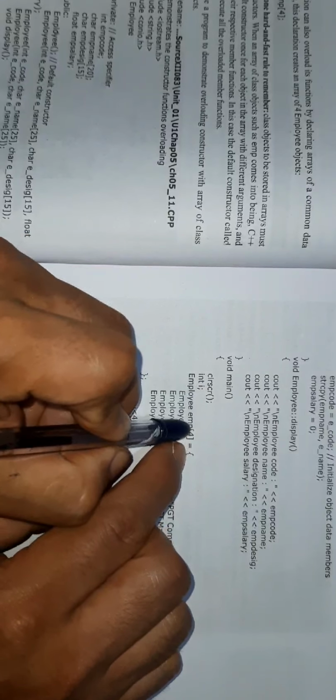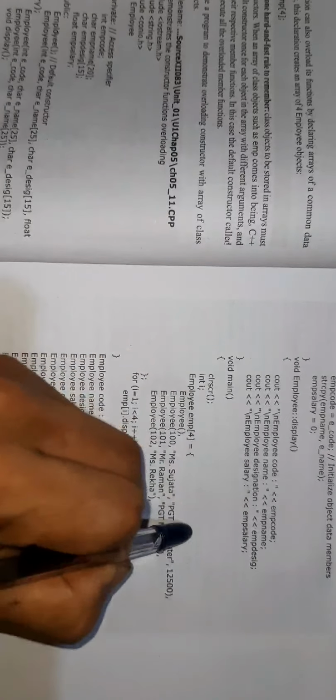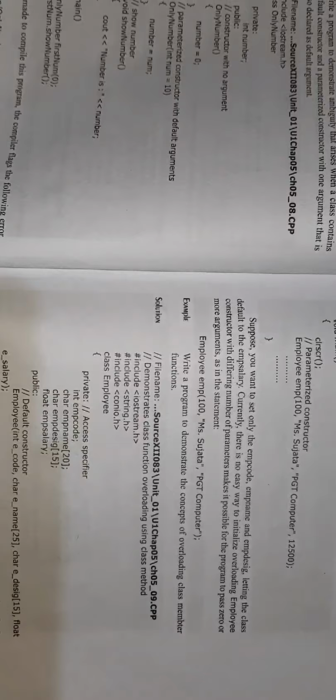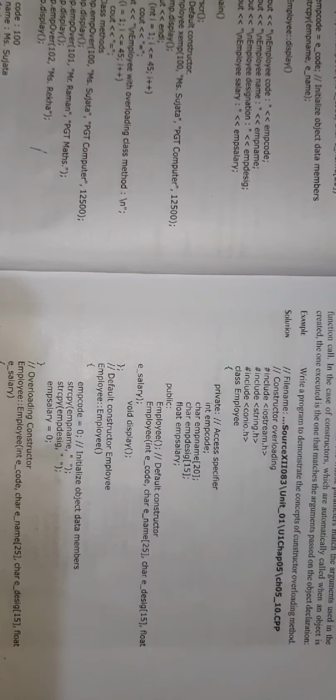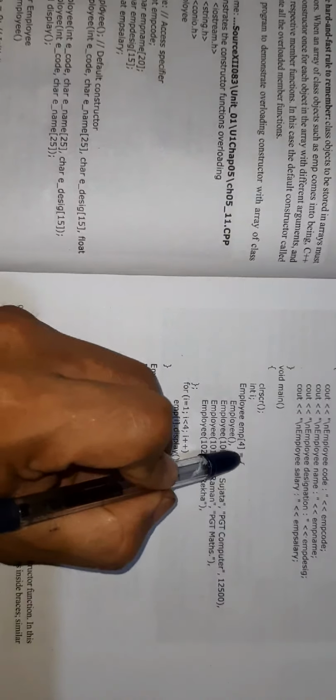If it was like this, employee emb, and this subscript was not there, right? In that case, if you had an explicit call, it would be like employee 100, Miss Sujata, PGD computer, 12,500, and these curly braces will not be there, right? So it will look very much like an explicit call. Assigning using the assignment operator.